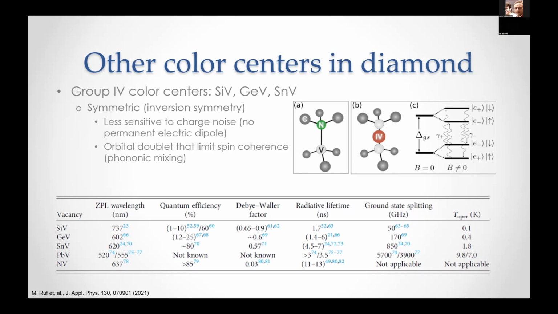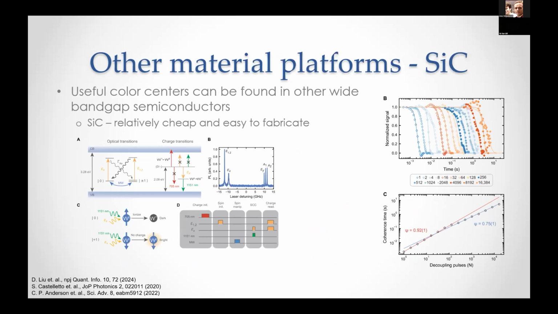So basically what I'm trying to tell you in this part of the talk, I'm old, I work with NVs, forget about me, you're the future. Look at other systems, okay? So other systems also means not necessarily diamond, right? So why should we stick with diamond?